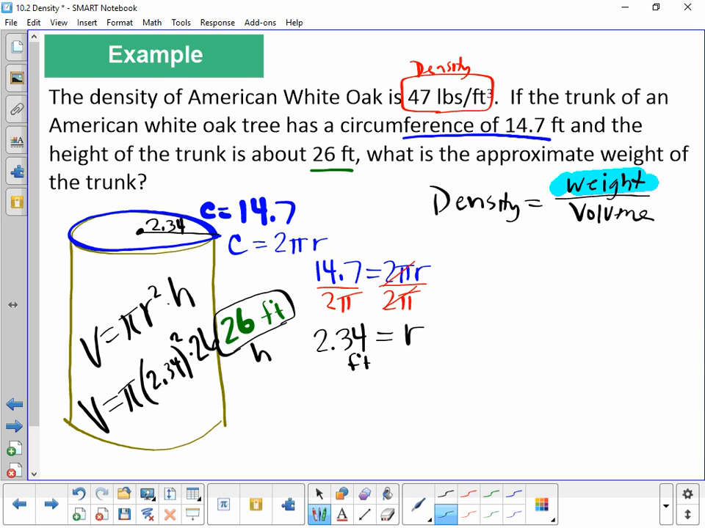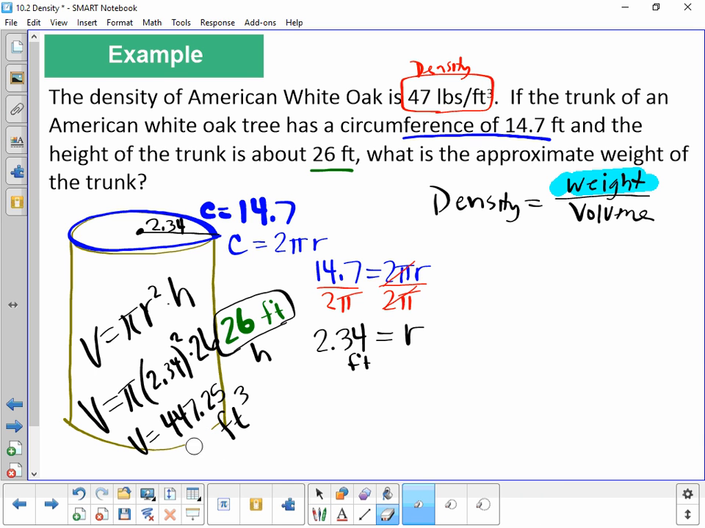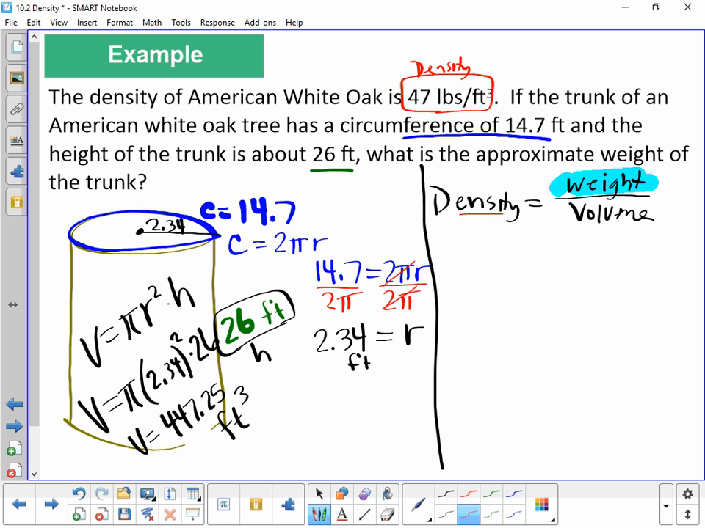Which gives us a volume of 447.25 cubic feet. All right, so back to the density now that we've figured out the volume. We know the density, it's given to us in the problem. The density is 47 pounds per cubic foot. And we don't know how many pounds. That's the thing we're trying to figure out.